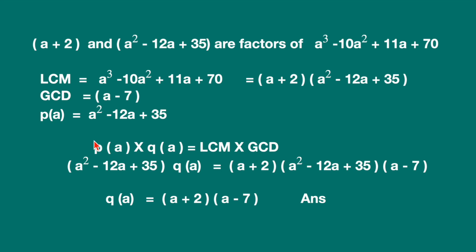So one expression you know, write it down. This you don't know, you have to find out. LCM you just now found out, here it is, and GCD here they've given. So now this will get cancelled with this. So Q(A) is equal to A plus 2 into A minus 7. That is the answer.